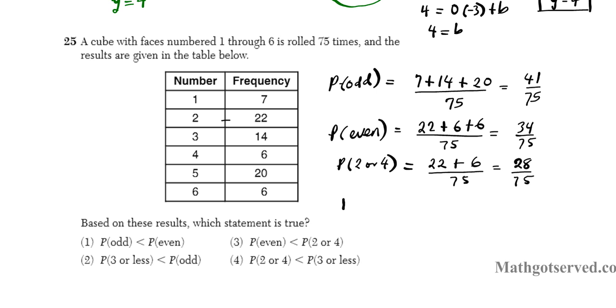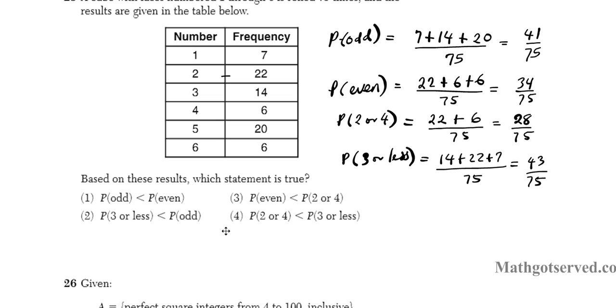And then probability of 3 or less is going to be 3, 2, 1. So 3 is 14, 2 is 22, and 1 is 7. Divide by total number of outcomes, 75. And then if you add 14 plus 22 plus 7, you have 43 over 75. Okay? All right, now let's compare the probabilities.